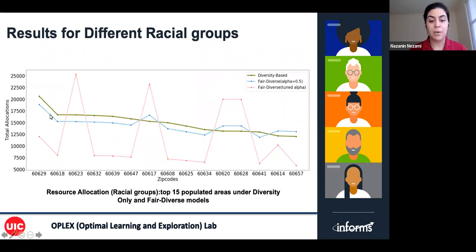This is just a visualization of the results that I just showed. Again, the areas are sorted based on total population. You can see that the diversity-only model is monotonically decreasing with population, and our fair and diverse model tends to capture some of the disparities and do a little bit better, but our fair and diverse model with tuned alpha value tends to do significantly better. If you look at these two regions, for example, we can see that the population of more vulnerable people is higher, so we want these regions to receive more resources.